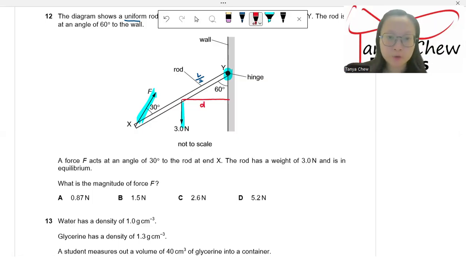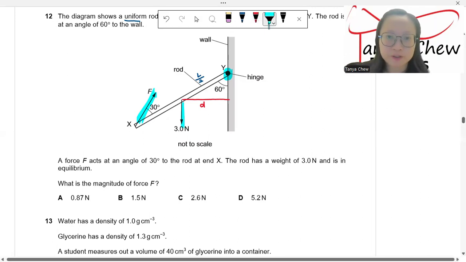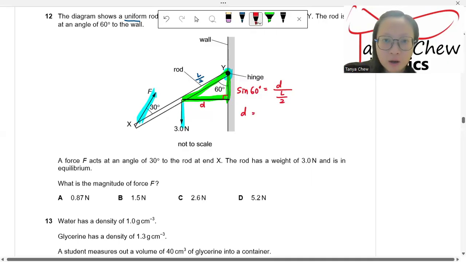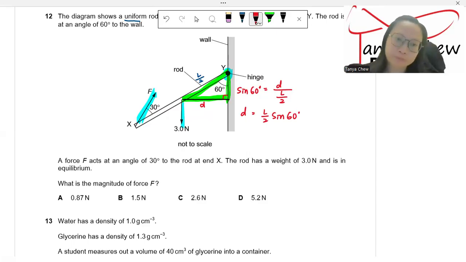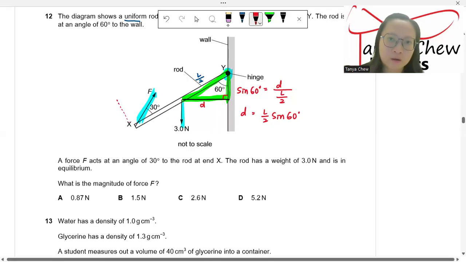Right, so I'm going to use this D. So I'm going to use this triangle. I'm going to use a different highlighter to show you the triangle that I'll be using to find my D. So this is a right angle triangle that I'll be using. This is 90 degrees. To find D, I use sine 60. So sine 60 is equal to D over L over 2. That is why the perpendicular distance from 3 Newton towards the hinge is L over 2 sine 60. I got one. Whereas for the force, I need to find, okay, I need to resolve it into the vertical direction here. Okay, like this. Let me erase it. Vertical direction for this force and vertical direction to the rod, 90 degrees here.